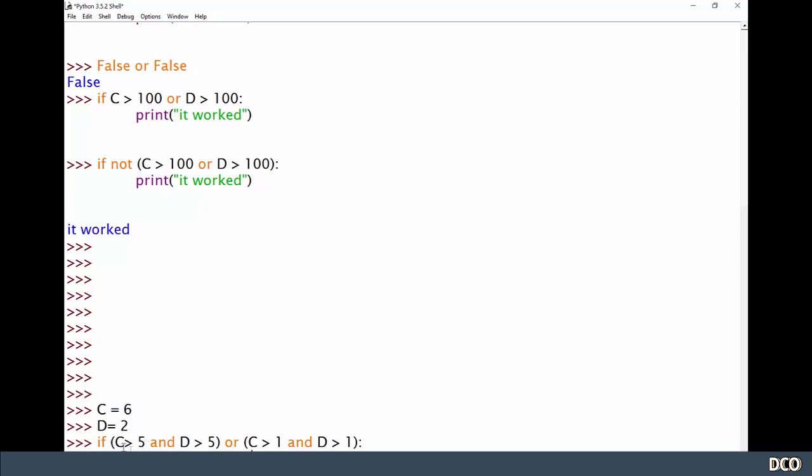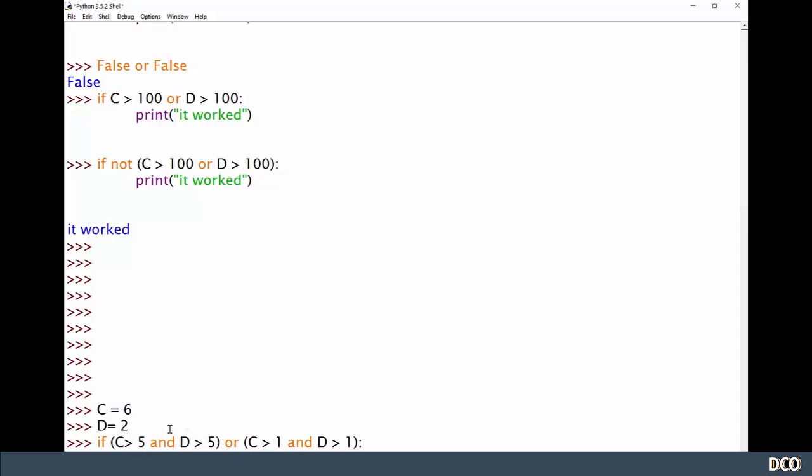That's true, right? That's going to be correct. Okay, so we've got true here. Is D greater than 5? No, it's not, right? Because D is 2, and 2 is not greater than 5. So we've got true and false. This whole bracket here is going to be false.